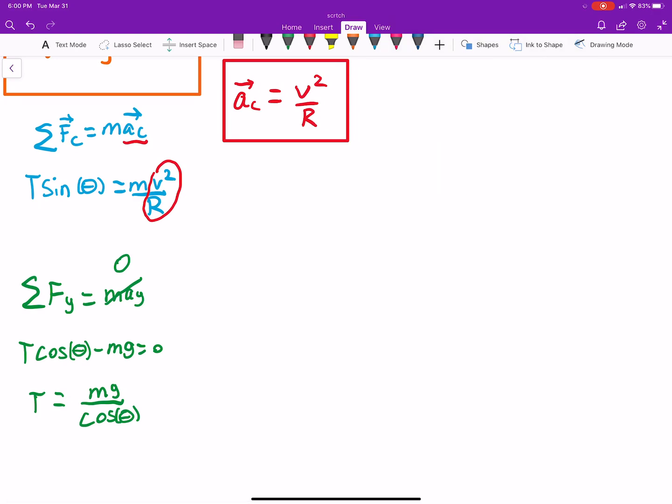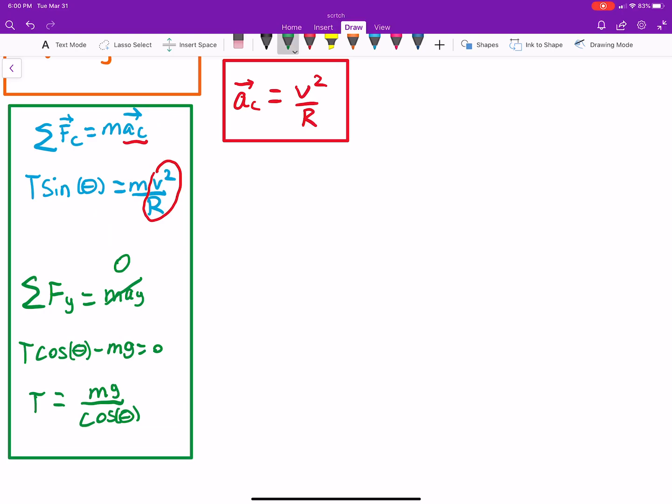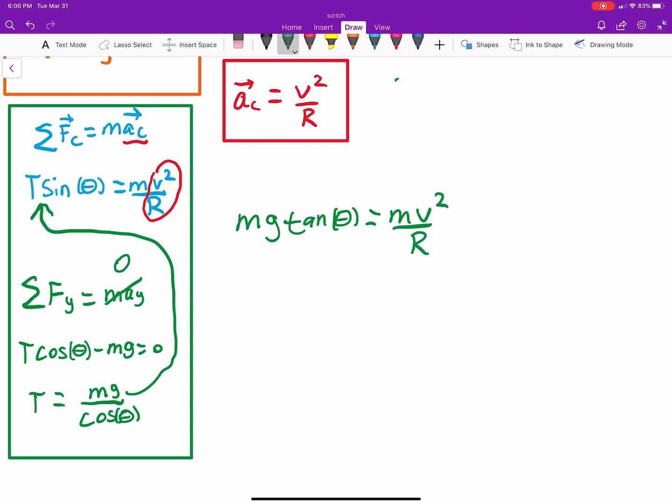Let's box all this. So this was Newton's second law. Now we need to combine them. I can take this tension and plug it into here. And what will I get? mg, sine over cosine is tangent theta, equals m v squared over r. And as a recurring theme, we see the masses drop. That's why I said not to be too worried if you don't know the mass. A lot of times it ends up canceling.